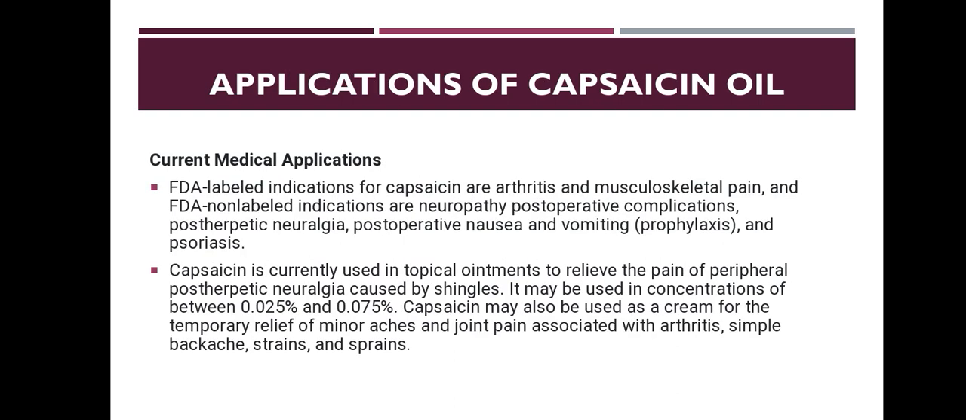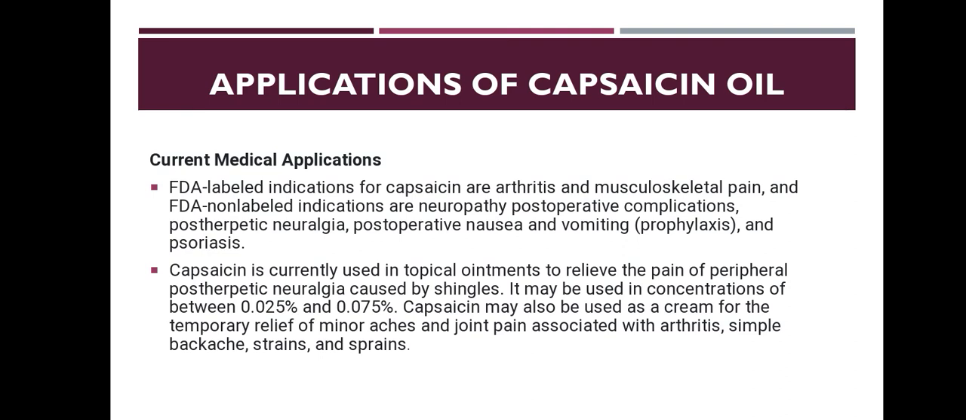Applications of capsaicin oil. Current medical applications. FDA labeled indications for capsaicin are arthritis and musculoskeletal pain, and non-labeled indications are neuropathy, postoperative complications, postoperative neuralgia, postoperative nausea and vomiting, and psoriasis. Capsaicin is currently used in topical ointments to relieve the pain of peripheral postherpetic neuralgia caused by shingles. It may be used in concentrations of between 0.025% and 0.07%.